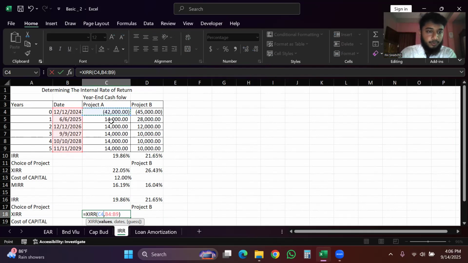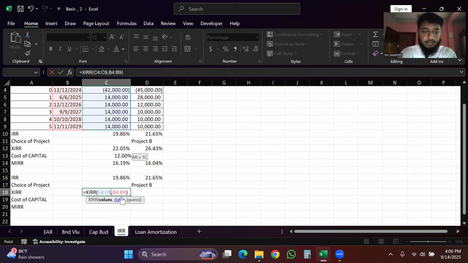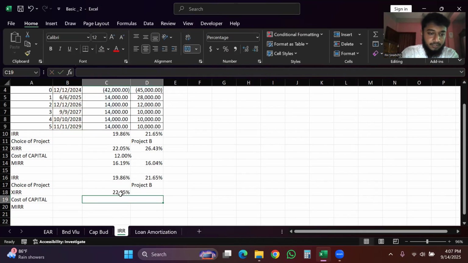from row 4, that means C4 to C9. Control Shift down. Here you can see this selection. This selection made us error, so we have to unselect the last term by Shift up arrow. Here you can see C4 to C9. We can now press the enter button. Here is 22.05%, the actual value of XIRR.